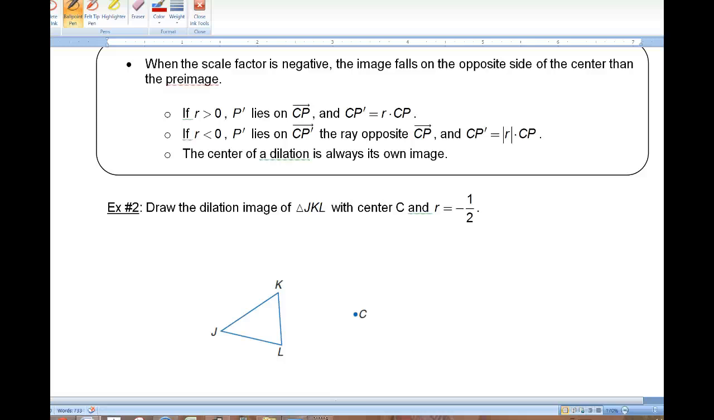Okay. So here's a dilation that we want to create. Center C and R is -1/2. Let me just explain. The triangle that we get is going to be on the opposite side of C, and it's going to be half as big. All right, so let's just start with K. Draw a dotted line from K to C.